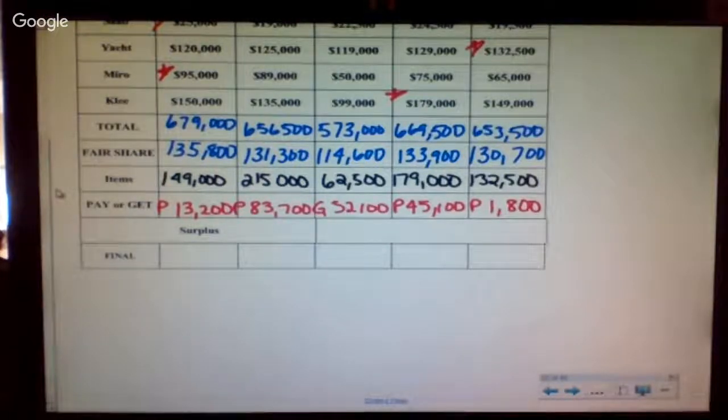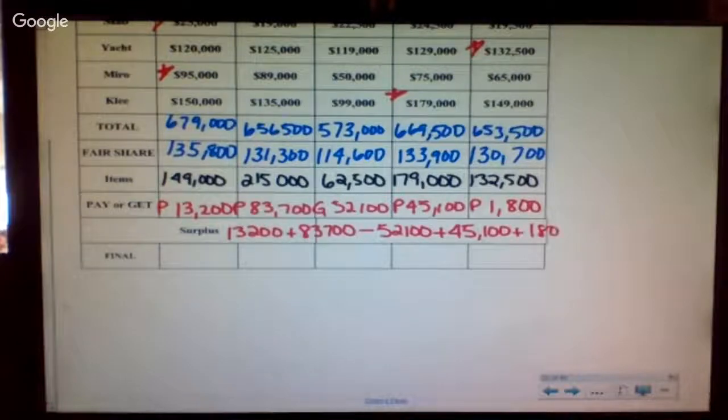That's good. That means there's lots of money in the pot to split at the end, except for Cal, he's taking out some money. Okay, so we're paying into this pot. 13,200 plus 83,700 minus, because Cal's going to take what he needs to equal out, plus 45,100 plus 1,800. How much money's in the pot at the end?